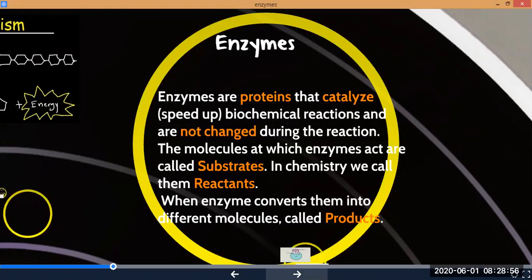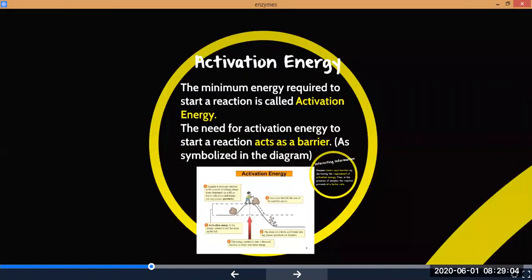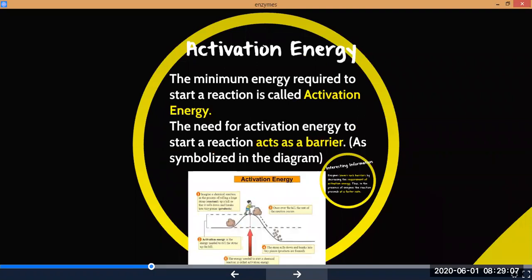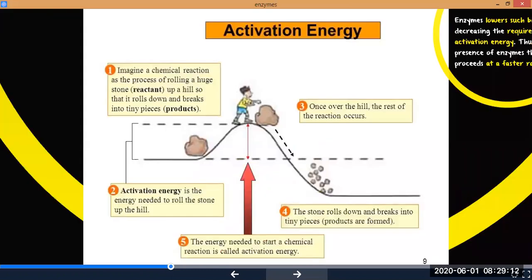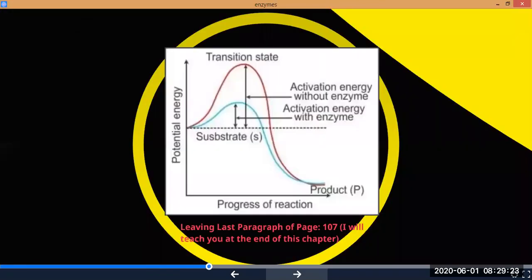And then we studied the diagrams of ES complex, enzyme substrate complex. And then I told you about activation energy, how it acts as a barrier, how we overcome this barrier, and what is the function of enzyme. The function of the enzyme is to lower these barriers. Then I told you about this graph, how enzymes are lowering the demand of activation energy. We haven't discussed how, because that is a bit complex. So we will discuss it later on.